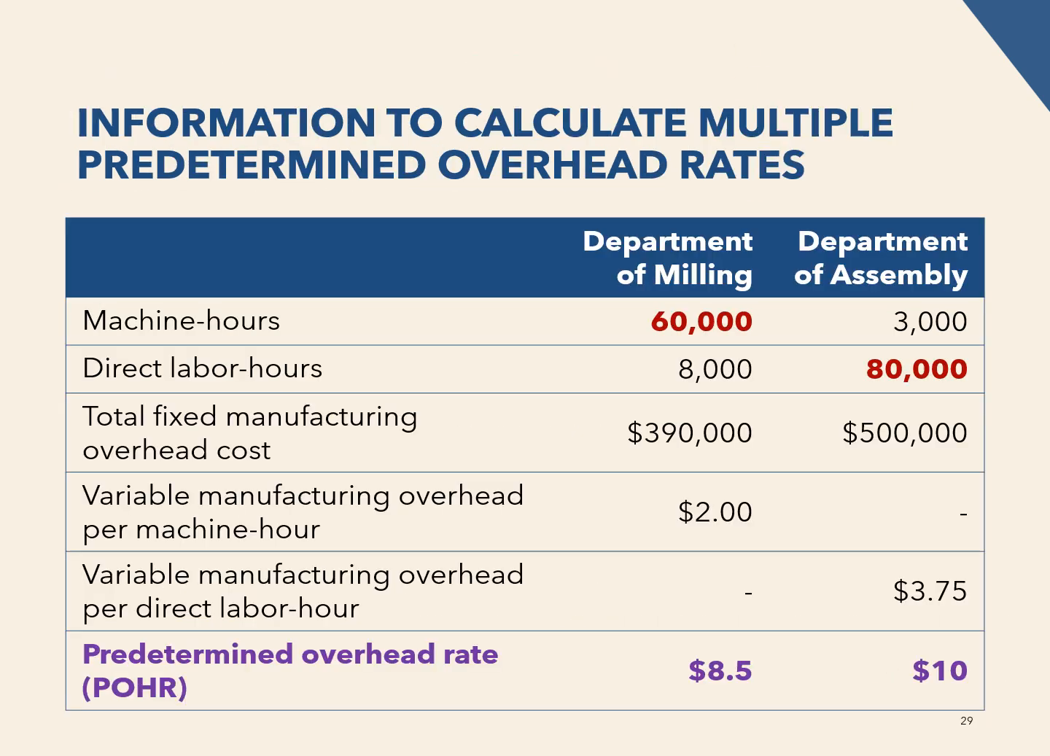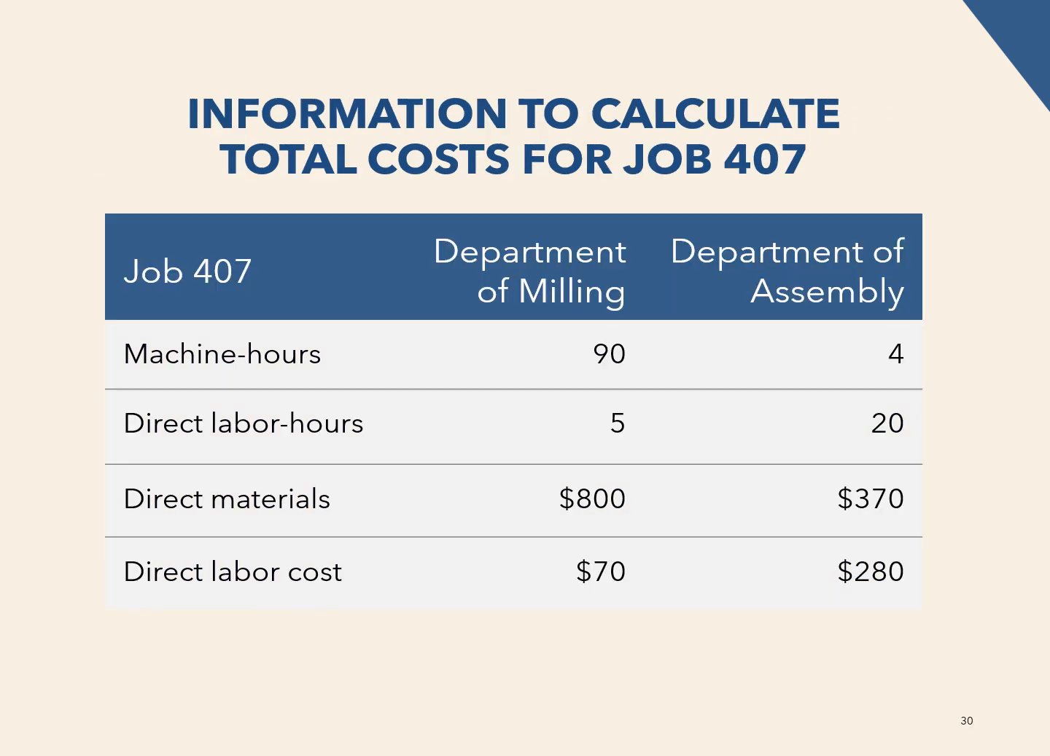This slide shows the summary of the information required to calculate multiple predetermined overhead rates. The predetermined overhead rate for milling is $850 and for assembly is $10. This slide shows the information to calculate the total cost for Job 407.